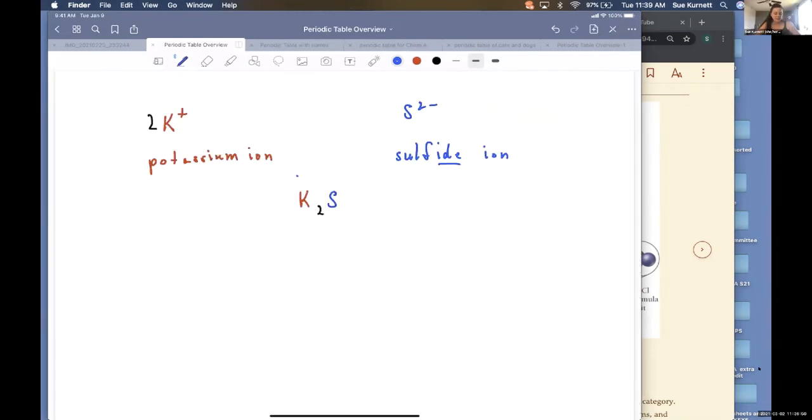So when we name it, we're going to get rid of the word ion, and we put the cation before the anion, and then we just say what we have, potassium sulfide.